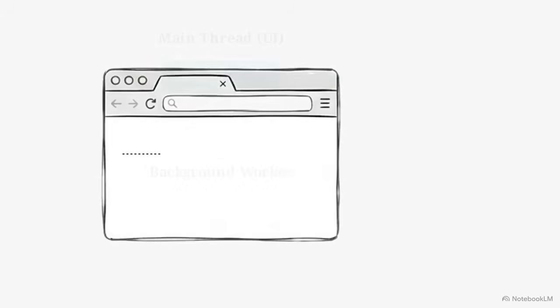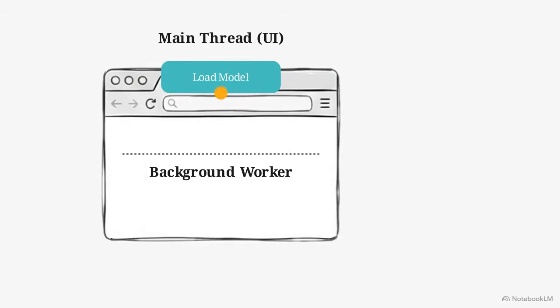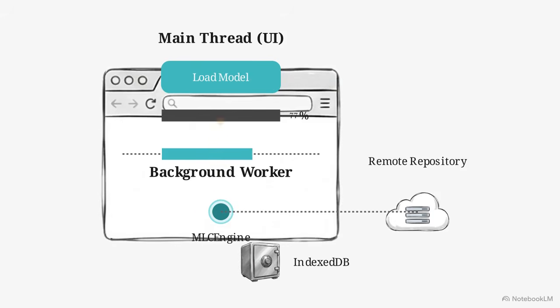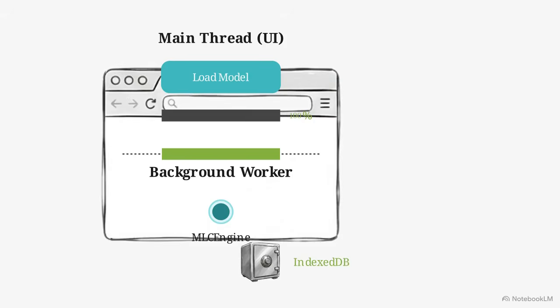When the user clicks the Load Model button, we initialize the engine. This sends a request from the main thread to a background worker, which reaches out to a remote repository to fetch the model weights. We pass an init progress callback function to update our progress bar while these heavy files download. The browser caches these weights locally in IndexedDB, meaning they never need to be fetched from the network again.